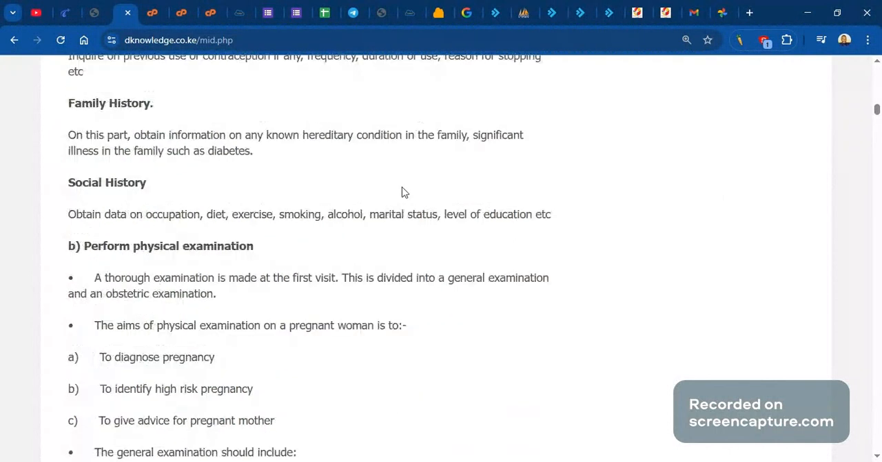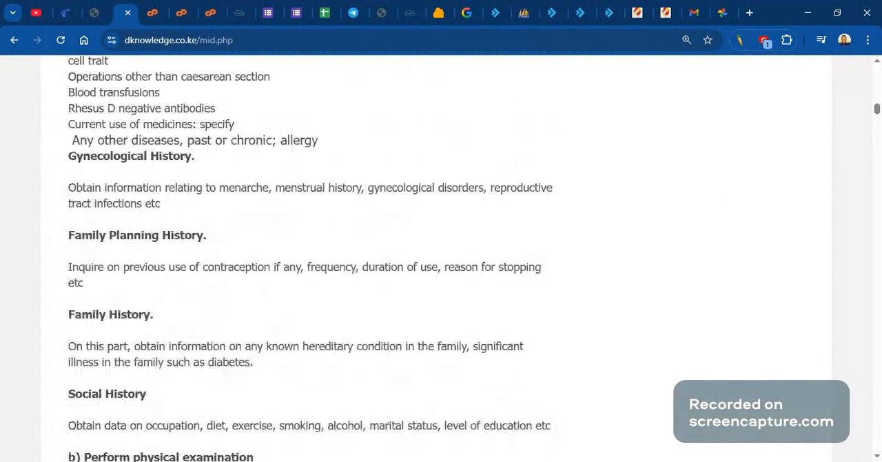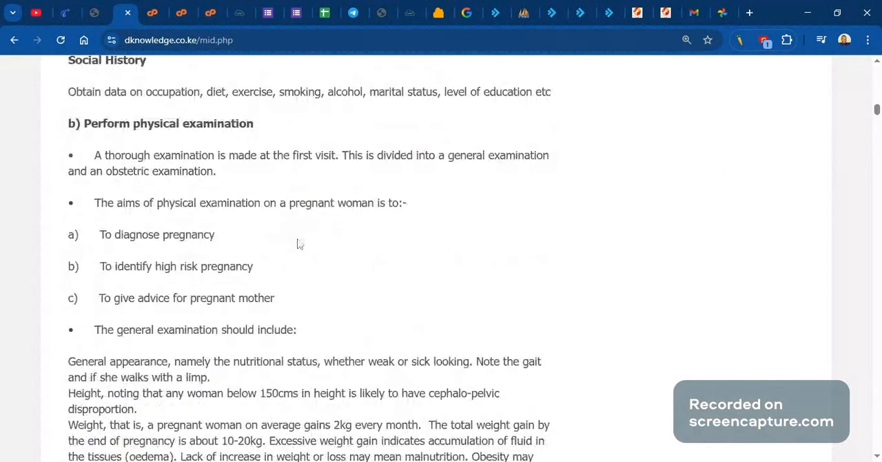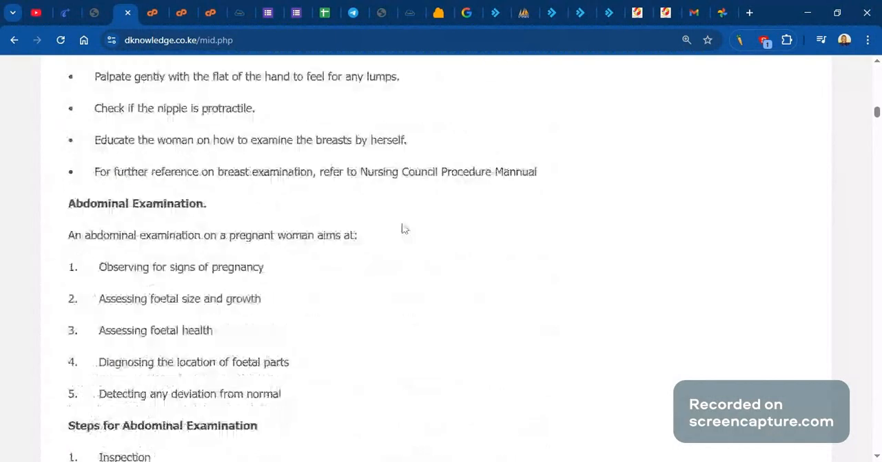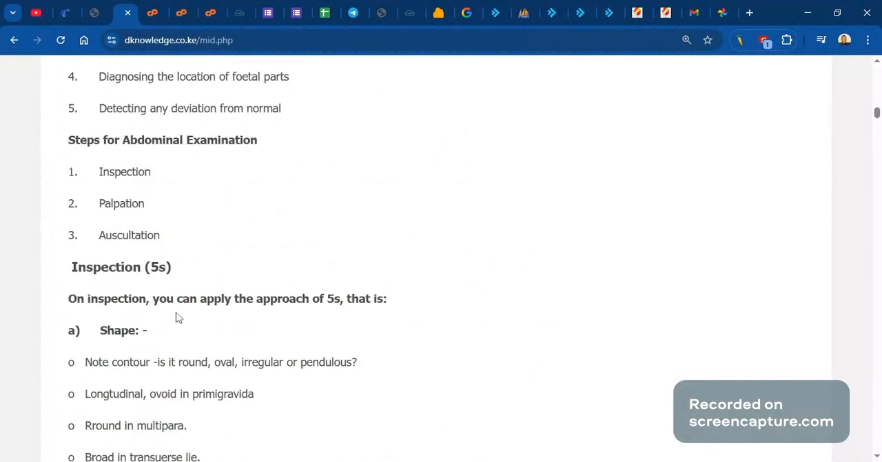And last time we checked on social history, the entire history of ANC. That is from family planning history, family history, social history, performing physical examination. I taught you how to do the Leopold's maneuver. We talked about the abdominal examination in terms of the signs of pregnancy, fetal size, growth, assessing fetal health, diagnosing and the location of fetal parts, detecting any deviation from normal. All those ones we checked.